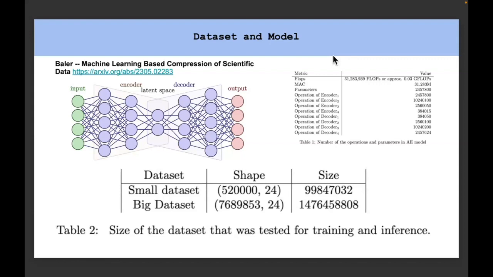Concerning the size of the network, it consists of 4 encoding layers and 4 decoding layers, and the total number of FLOPs is 0.033 gigaflops per second, and the MACs, the multiply-addition operations, number 31 million in this case.